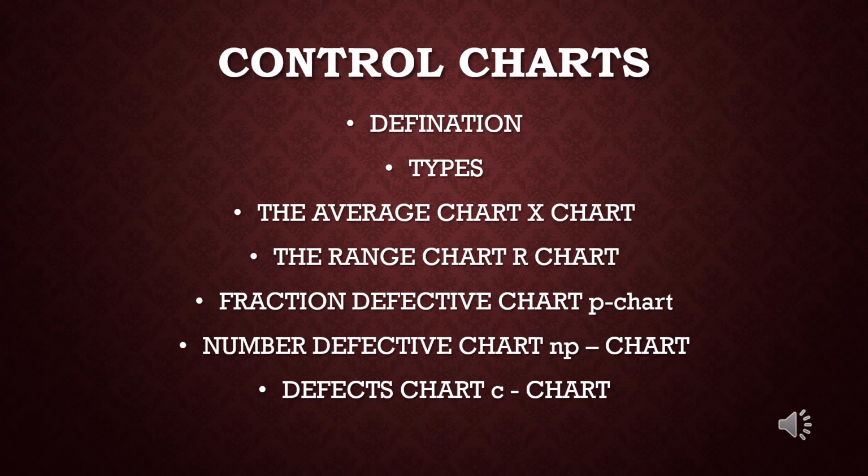The P chart is generally known as the fraction defective chart, which records the proportion of defective items in a sample. The NP chart is also called the number defective chart, which records the number of defective items in a sample. The defects chart, or C chart, records the number of defects in a component or a particular product. These are the different kinds of control charts that any organization generally uses.